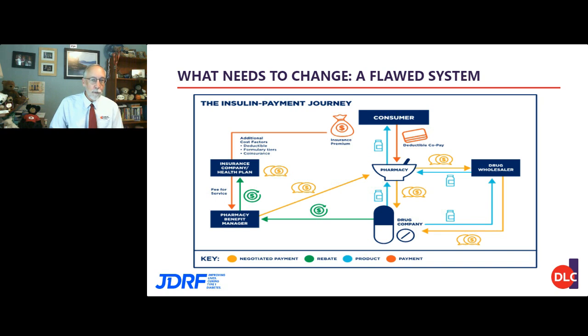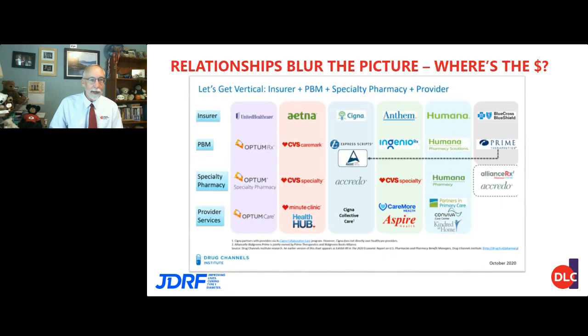I'm going to go forward and I'm going to toggle back and forth here. These PBMs, Optum Rx is the second row here. Optum Rx, CVS Caremark, Express Scripts, those three have 80 to 85% of the U.S. drug market. So they have a lot of power. And by the way, they're owned by insurance companies. United Healthcare owns Optum Rx, who owns the specialty pharmacy, who owns the care services. Aetna and CVS are one corporate family. Cigna and Express Scripts are one corporate family.